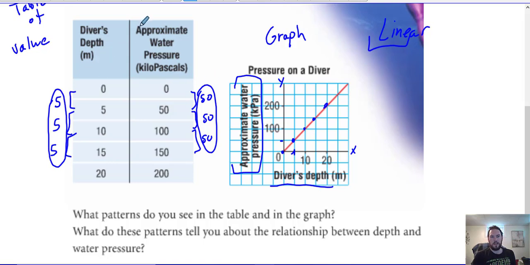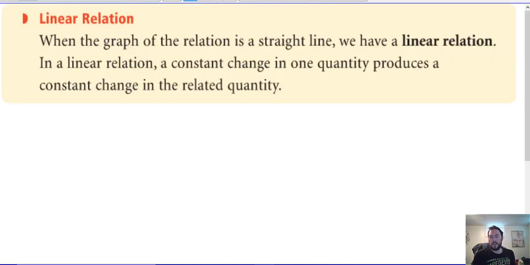When we're given them as a table of values, we should see this constant rate of change. And when we're given them as a graph, we should see that these things make a line. So let's take a look at a couple of examples of picking these things out.